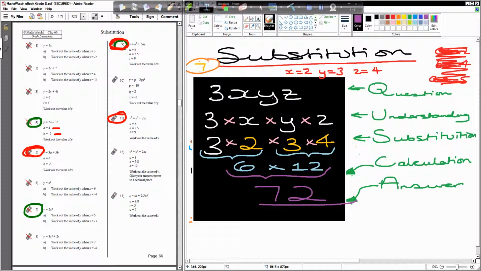Whether you're doing a simple question, or this one with more letters and numbers together, or a multi-step question, it all follows the same technique. What's the technique? QUSCA. Question, understanding, substitution, calculation, and answer. So we need to follow these 5 steps for success. When you're an expert, you can jump steps. At the moment, you're not an expert, so you must follow the steps. Okay? Are we happy with that?